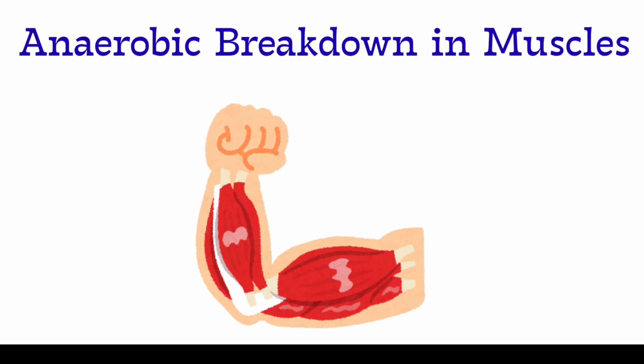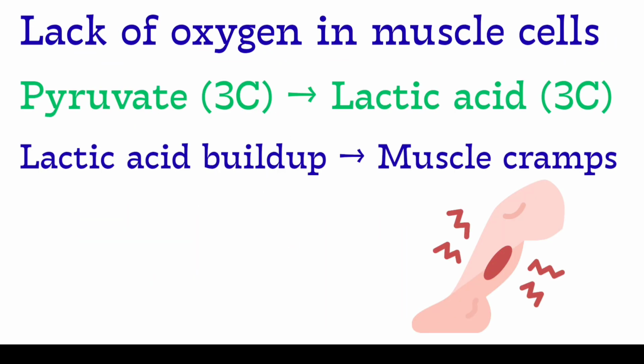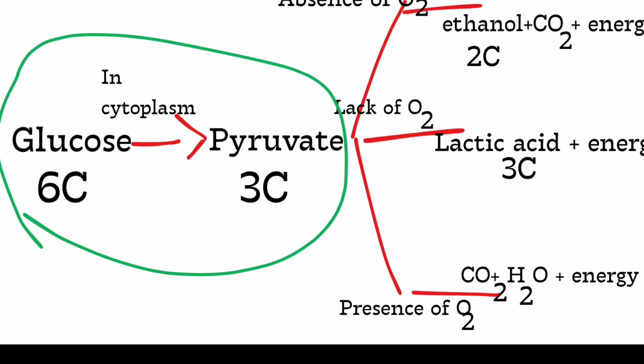Sometimes when there is a lack of oxygen in our muscles, another pathway is used for breaking down pyruvate. In this case, pyruvate is converted into lactic acid, which is also a 3-carbon molecule. And the buildup of lactic acid in our muscles during sudden or intense activity causes cramps.